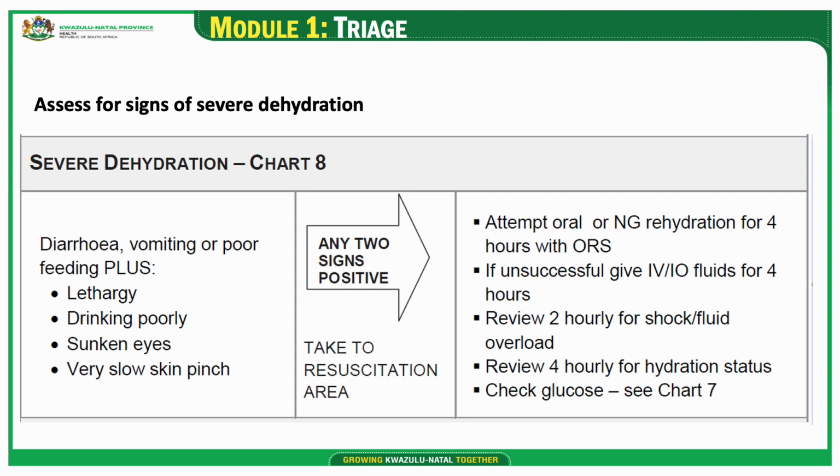We would take the child to the resuscitation area. We would attempt oral or nasogastric rehydration. If that is unsuccessful, we would give intravenous or intraosseous fluids. We need to review the patient 2 hourly for shock and fluid overload, and review 4 hourly for hydration status. In all patients, we would also check the glucose.